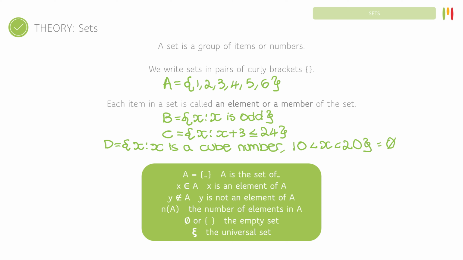Lastly, we have the universal set symbol. The universal set is the group that members of a set are selected from. Let's have a go at some example questions.